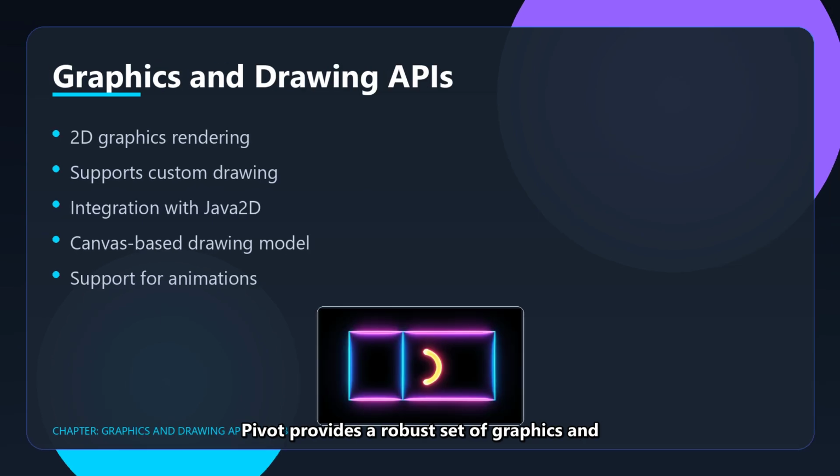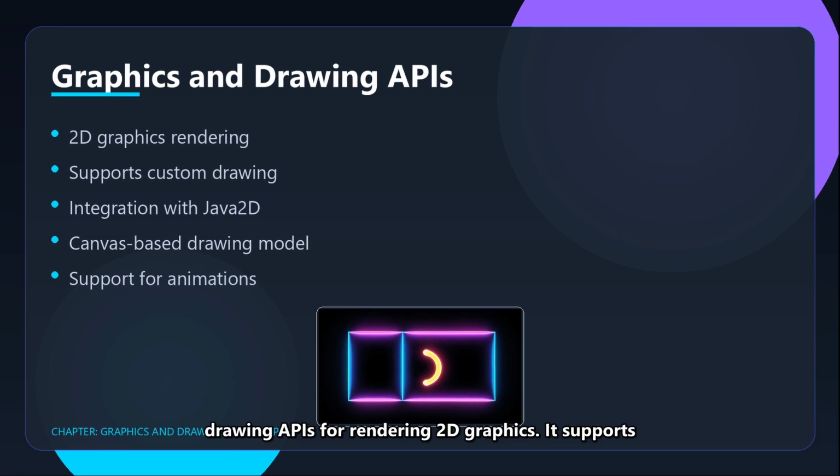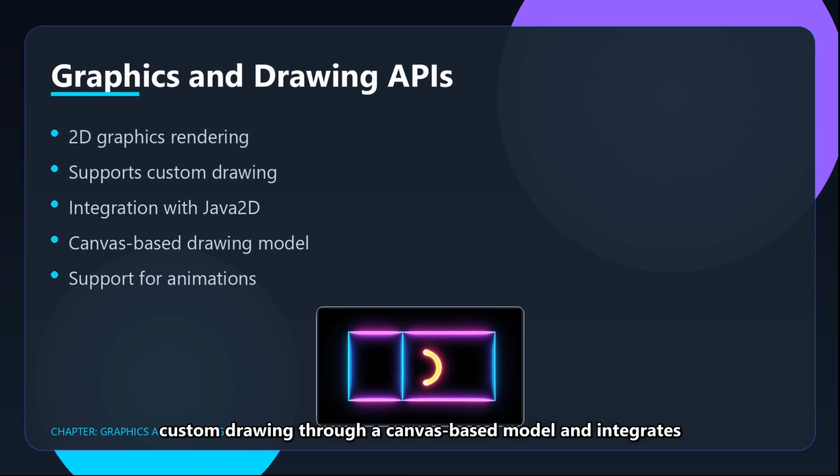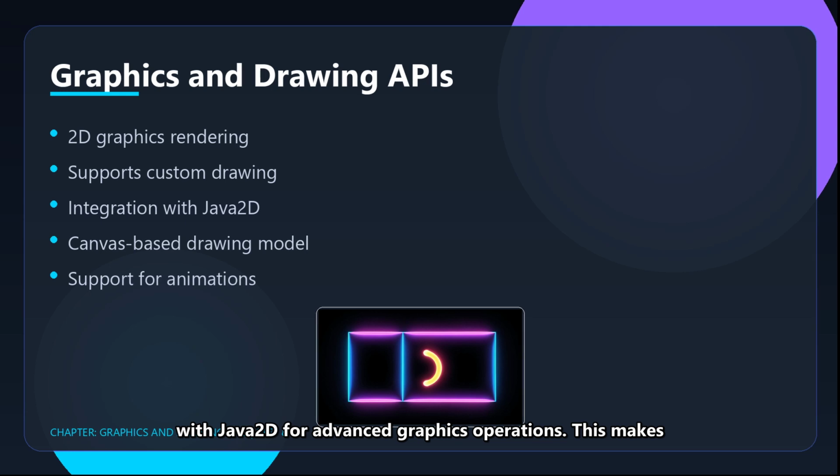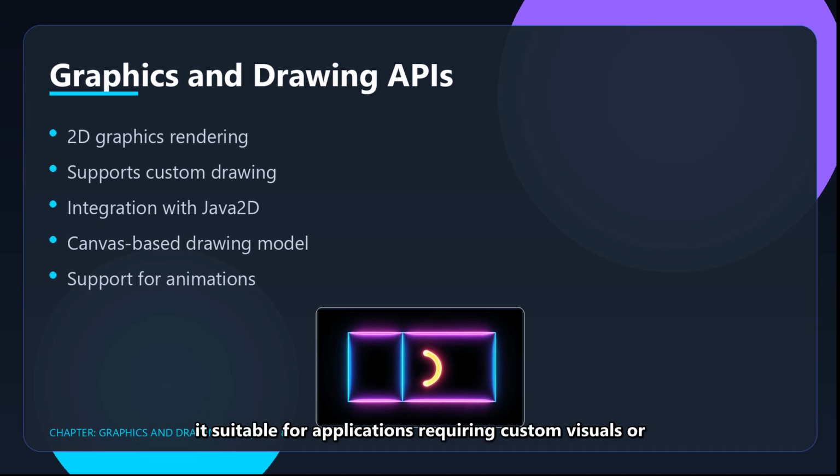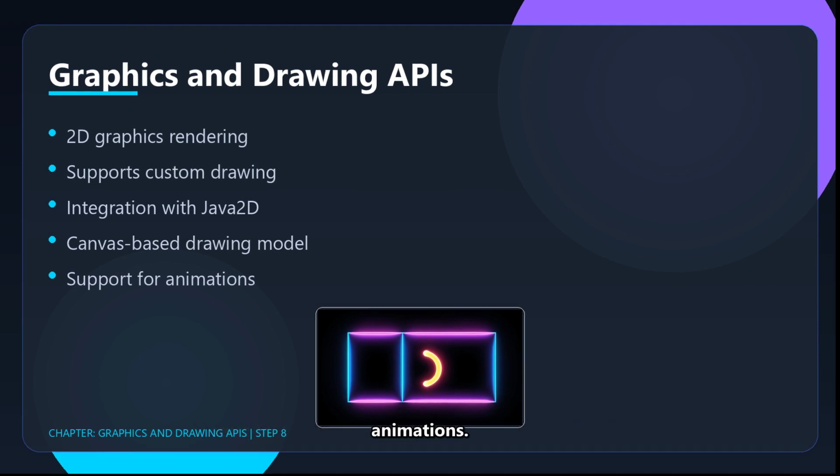Pivot provides a robust set of graphics and drawing APIs for rendering 2D graphics. It supports custom drawing through a canvas-based model and integrates with Java 2D for advanced graphics operations. This makes it suitable for applications requiring custom visuals or animations.